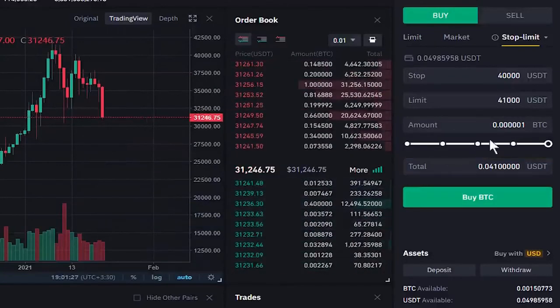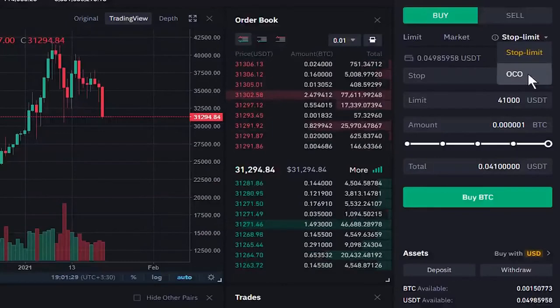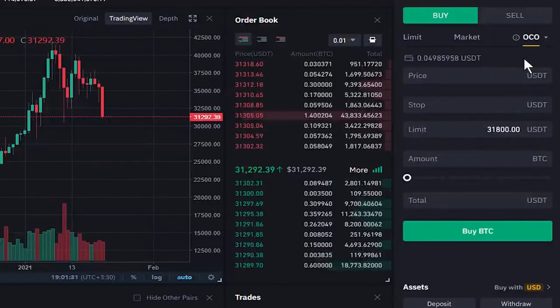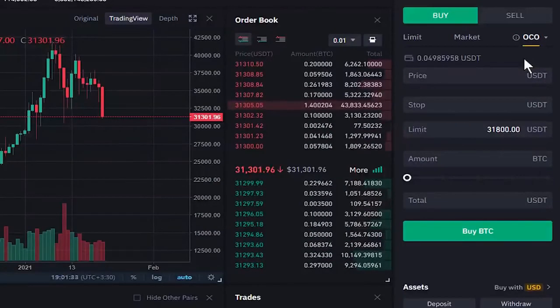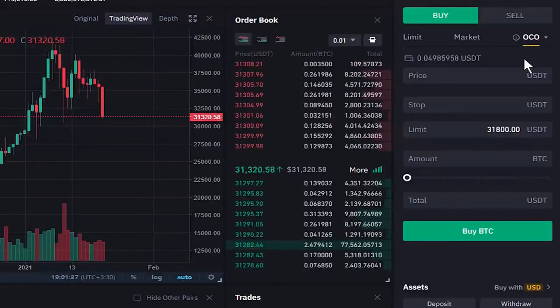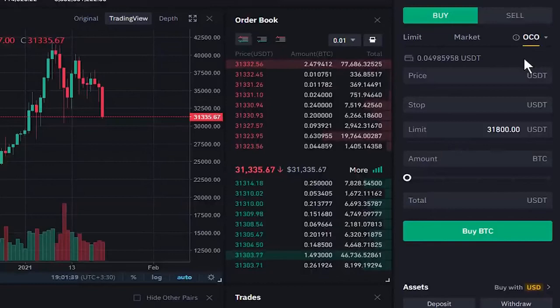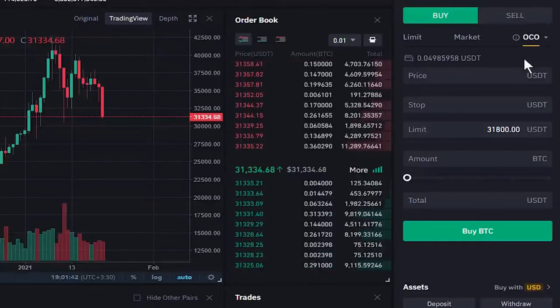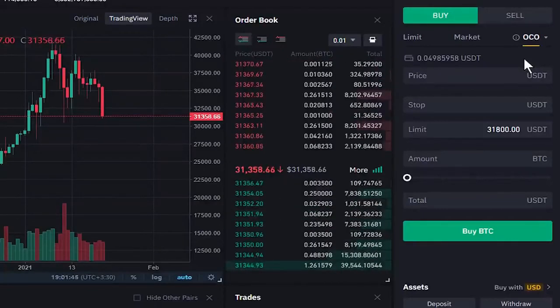Another kind of order that you can place on Binance is OCO. One cancels the other. Actually, it's a mix of stop limit order and limit order, and it's useful for placing stop loss order and take profit order at the same time. If either of the orders is triggered, the other order will be canceled.